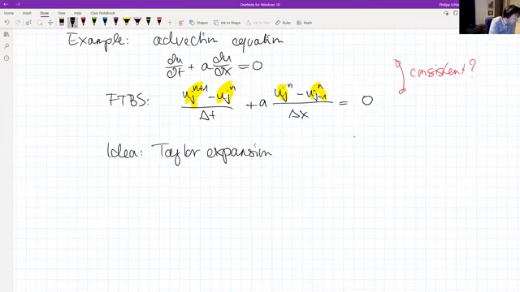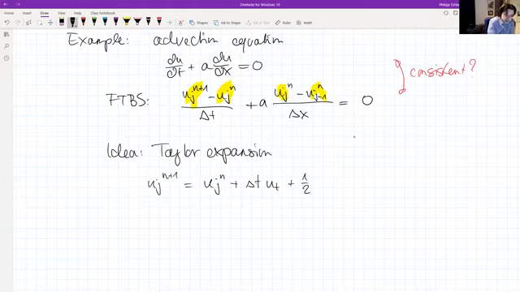Yeah, so let's do that in time, perhaps. So we have u_j^(n+1), and that will be u_j^n plus delta t times u_t. So u_t here is shorthand for the first derivative in time, plus 1/2 delta t squared u_tt. u_tt is the second derivative in time. And then we of course have some terms which are of third order in delta t.